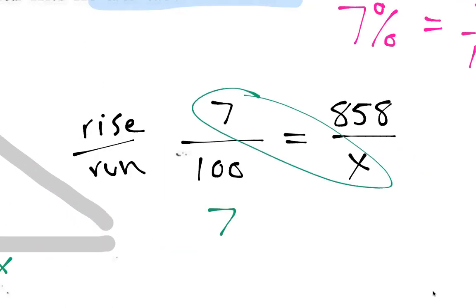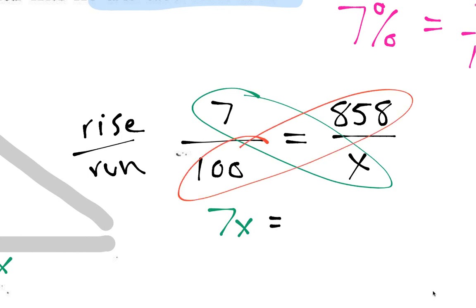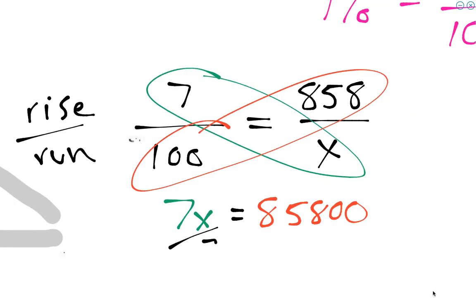So 7x equals 85,800. Divide both sides by 7.